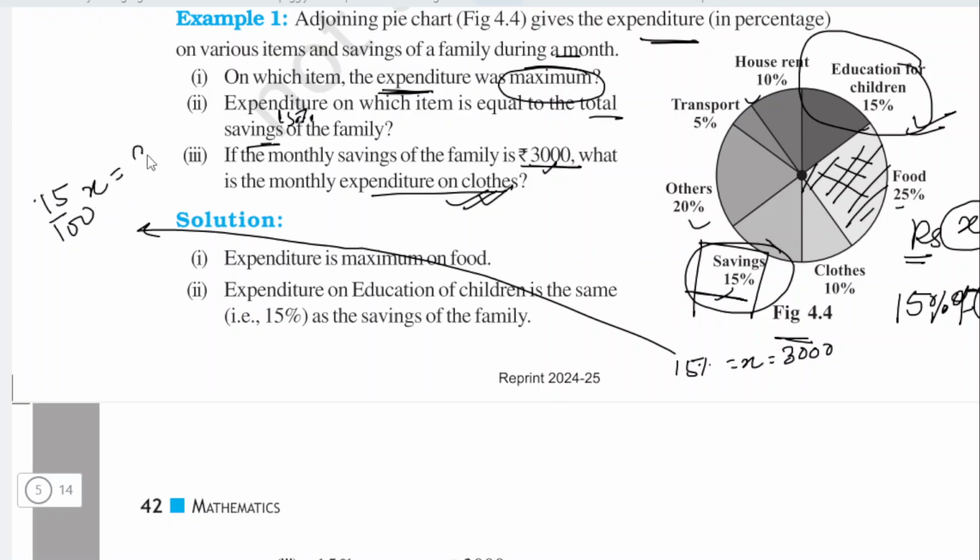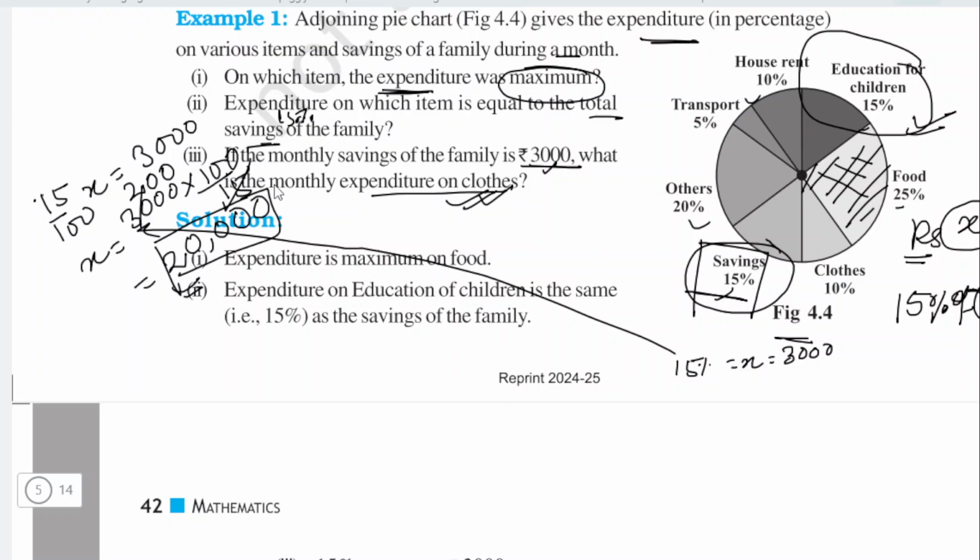X is 3000. So X is going to be 3000 into 100 by 15, which is 200. So his total income is going to be 20,000. X, the total income, is going to be 20,000.